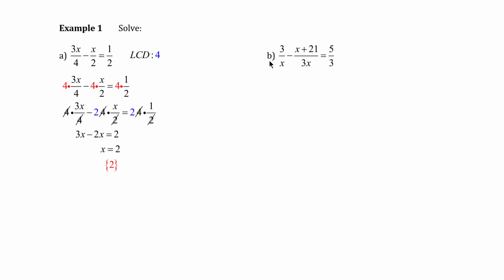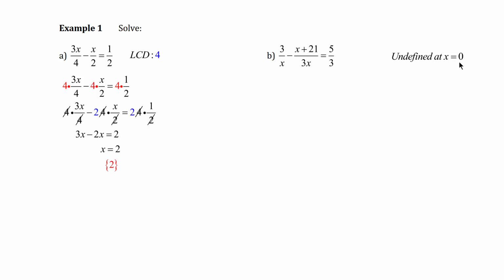Moving on to part B, we have 3 over x minus x plus 21 over 3x equals 5 over 3. First, we find the domain for this rational equation. You can see for the first denominator, we have x. The second denominator, we have 3x. And then the last denominator, we have a constant 3. For the first two fractions, we cannot use the value of 0 because that results in 0 in the denominator. So this means that this rational equation is undefined at x equals 0.